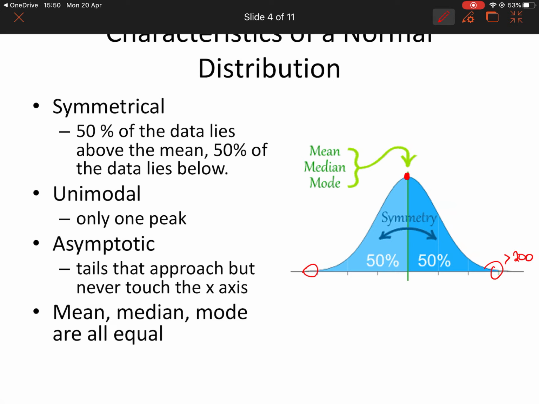And the other really nifty feature of a normal distribution is that our measures of central tendency, our mean, our median, and our mode, are always equal or very, very close to equal. So although they might not necessarily be identical, they're always going to be very, very close.